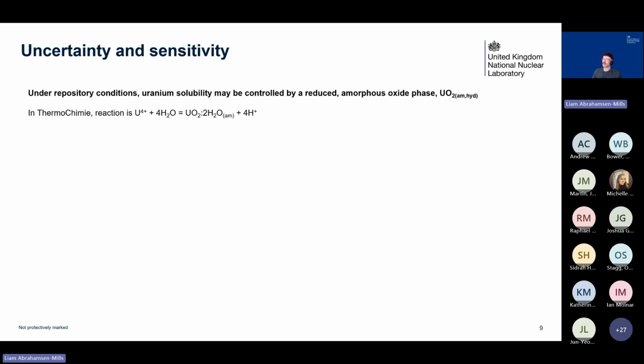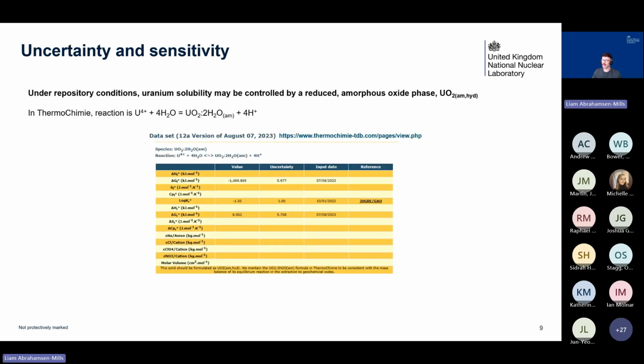So next I wanted to talk a little bit about uncertainty in the data and what that means for our predictions. I've got another example here of uranium solubility. Under certain conditions, uranium solubility could be controlled by a reduced amorphous oxide phase, UO2. In the ThermoChimie database, there's an entry for that phase, and the reaction for its formation is given there. As well as the text file, which the database normally takes the form of, ThermoChimie has a website where you can look in more detail at the underlying data that's present for each of these processes.